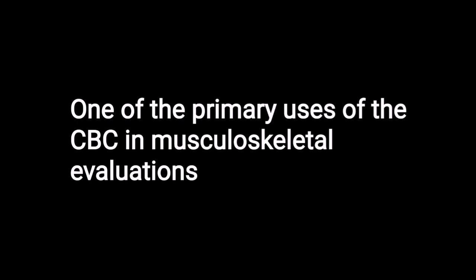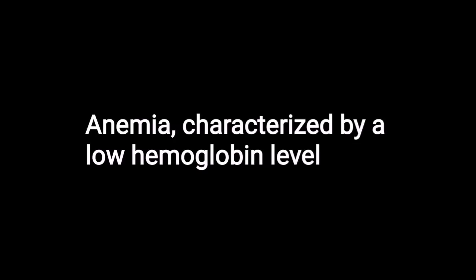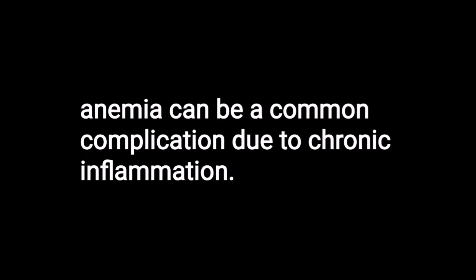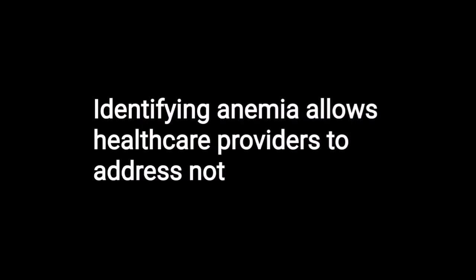Identifying anemia. One of the primary uses of the CBC in musculoskeletal evaluations is to check for anemia. Anemia, characterized by a low hemoglobin level or a decreased number of red blood cells, can lead to fatigue, weakness, and reduced physical endurance. For patients with chronic musculoskeletal conditions such as rheumatoid arthritis or lupus, anemia can be a common complication due to chronic inflammation. Identifying anemia allows healthcare providers to address not only the musculoskeletal issue, but also the underlying cause of the anemia, which may require further investigation or treatment.